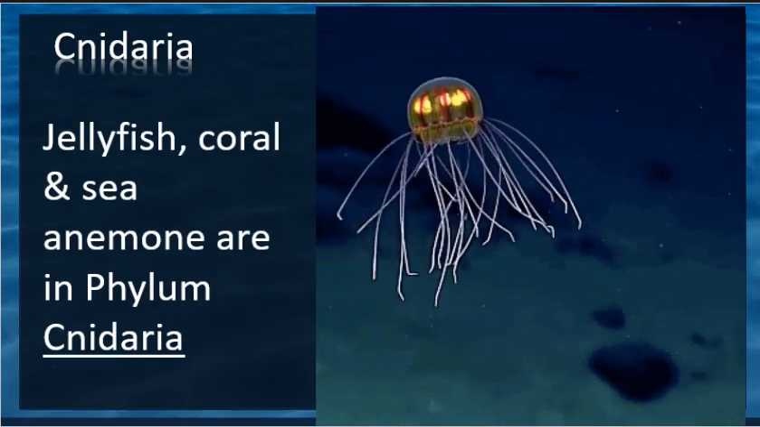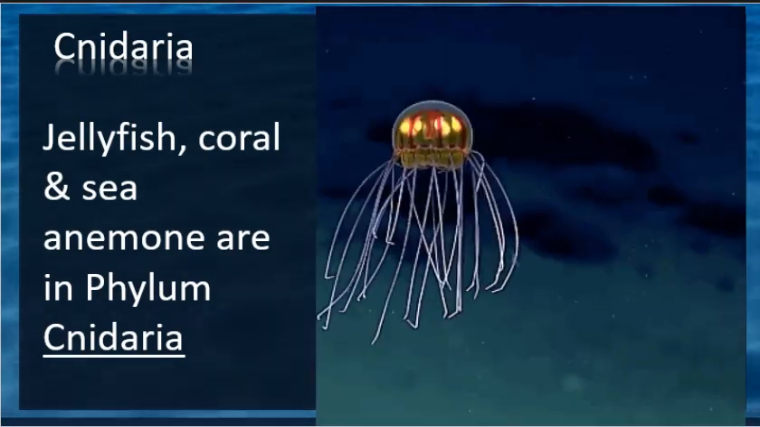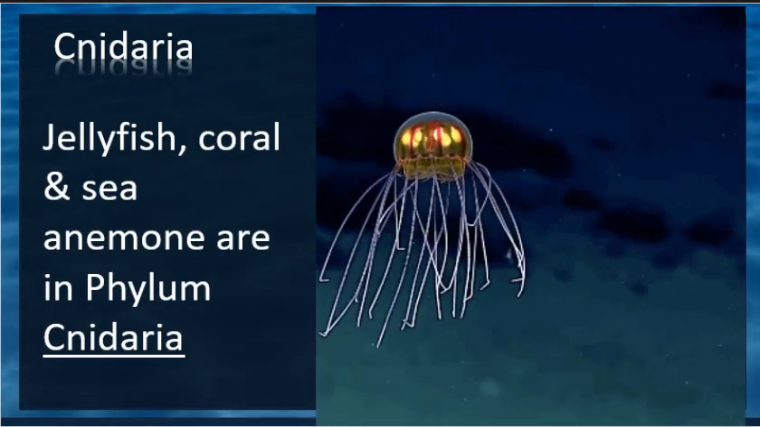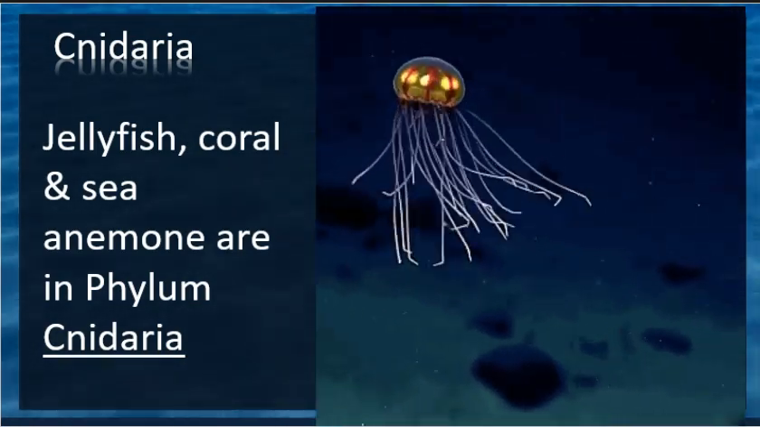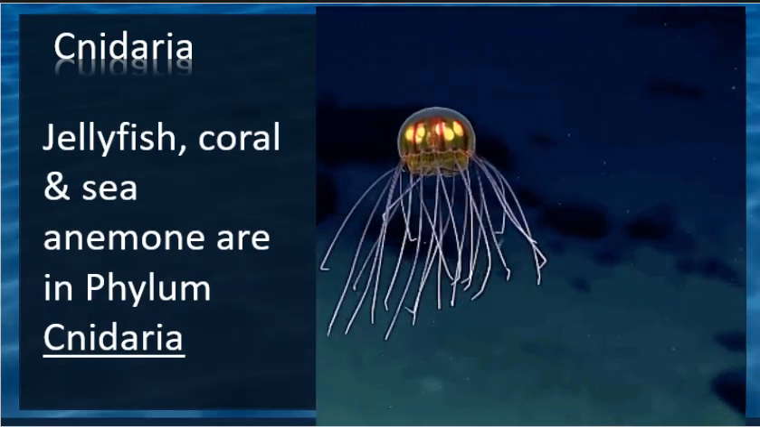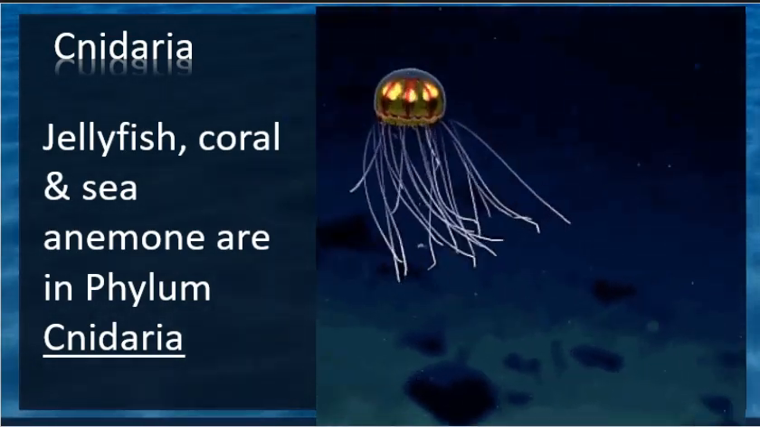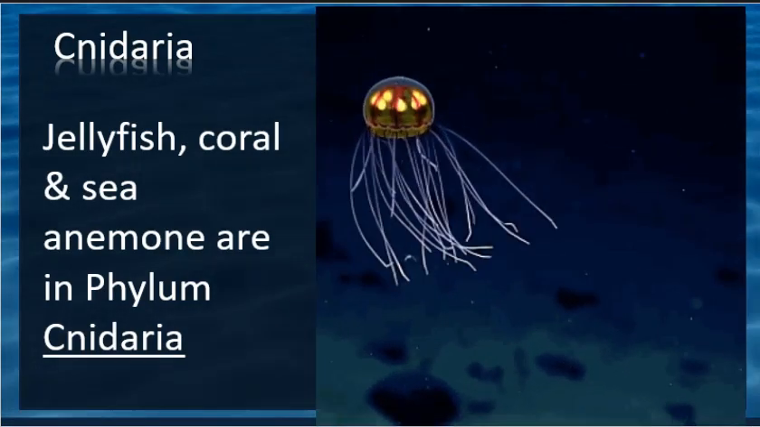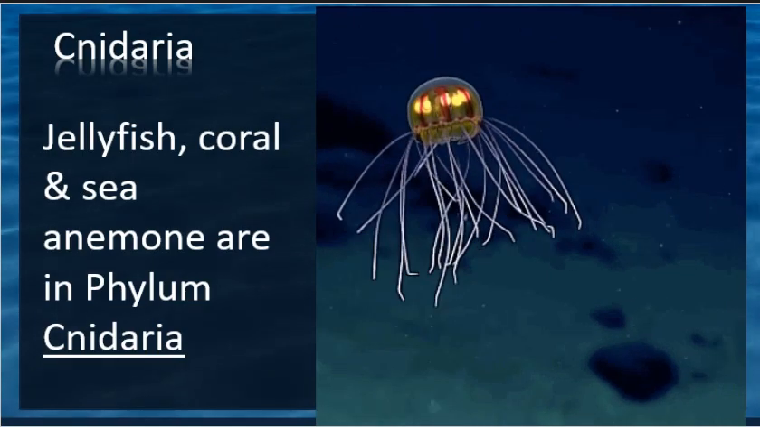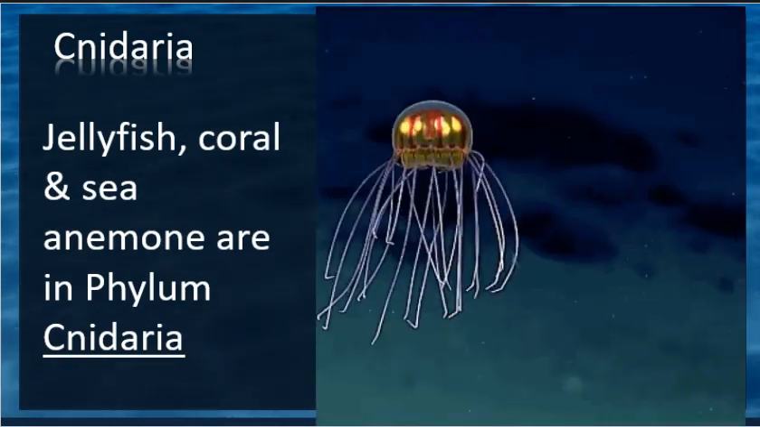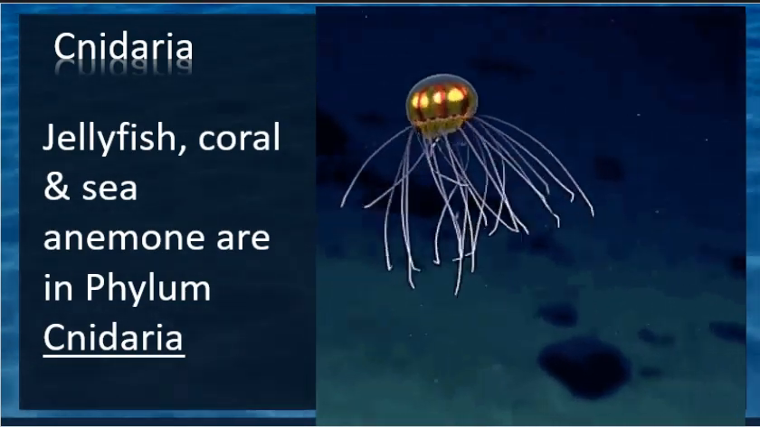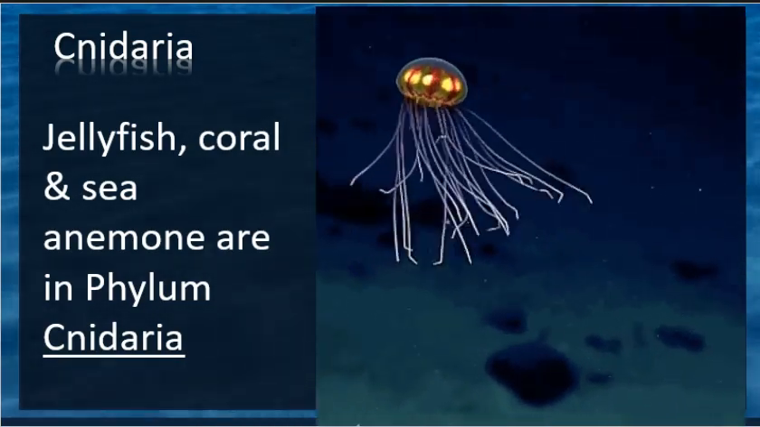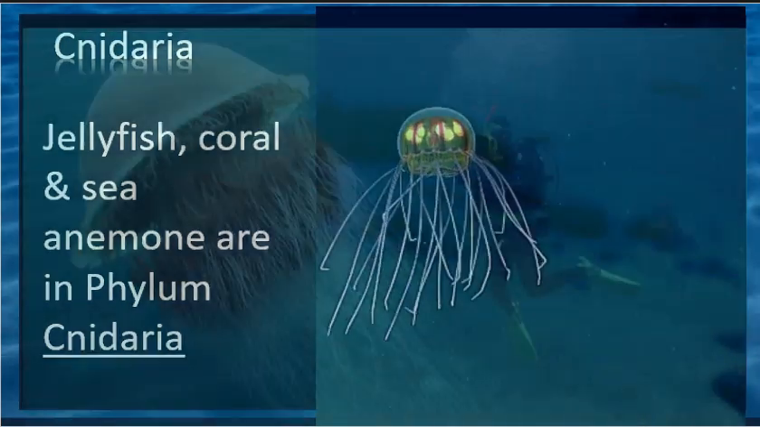Okay, Cnidaria. Jellyfish, coral, and sea anemone are in phylum Cnidaria. It starts with a C. It's a silent C. Cnidaria. We can see a jellyfish floating around right there. We'd like to avoid those. Remember, they can swim, but they cannot overcome the tide. They cannot overcome any kind of water movement. Therefore, because they're floating, jellyfish are considered plankton.